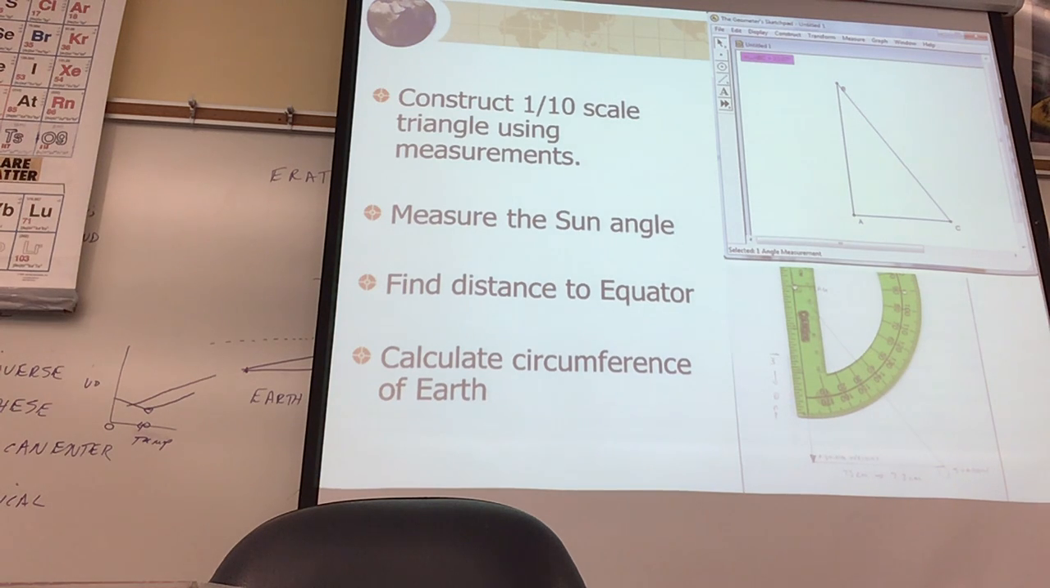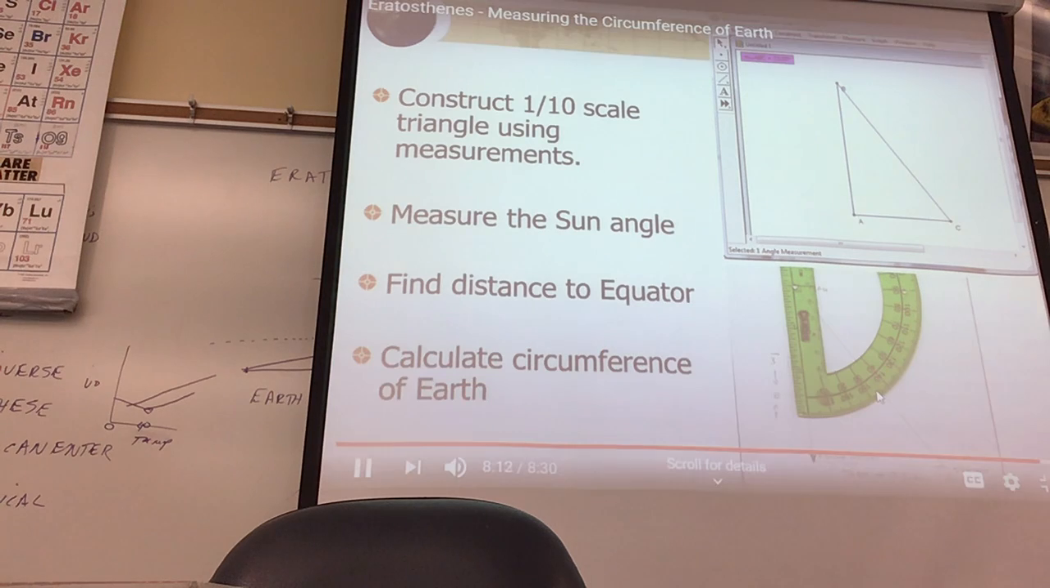I'd encourage you to give this a try. And as I tell my students, when you do this, I hope your answer is better than Eratosthenes. After all, we've had 2,200 years to improve on his work.